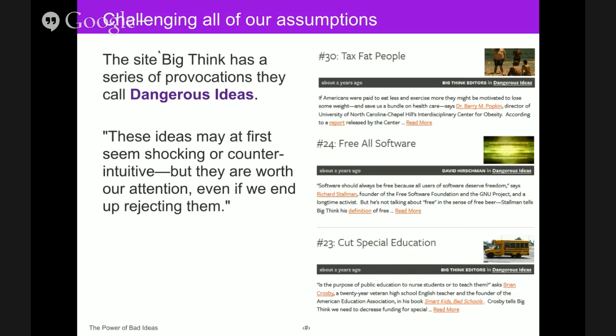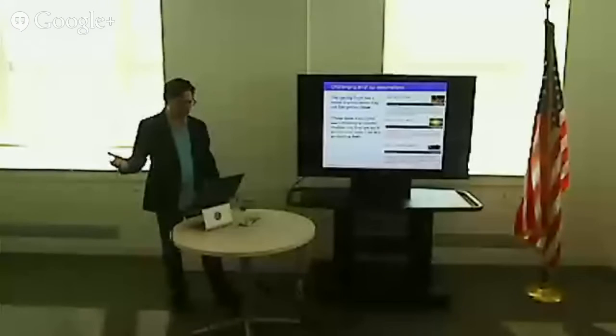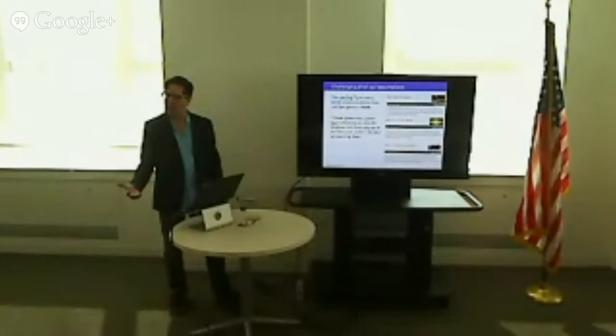There's a site, I don't think it's active anymore, but the site Big Think had these provocations that they were calling dangerous ideas. Things like make software free, or don't pay for special education, or tax fat people. They would put these ideas out and then have commentary. Part of it is the safe place thing I said at the beginning. It's a site that says, let's set aside why these ideas upset us and our morals and judgment, and look at these from a dispassionate perspective and see what's in them. They're not advocating for doing any of these things. They're trying to facilitate a discussion that we don't easily have, to look at what's behind it and where it takes us.